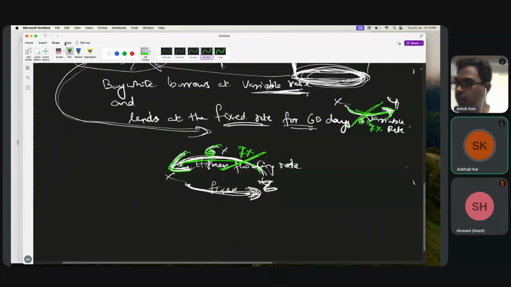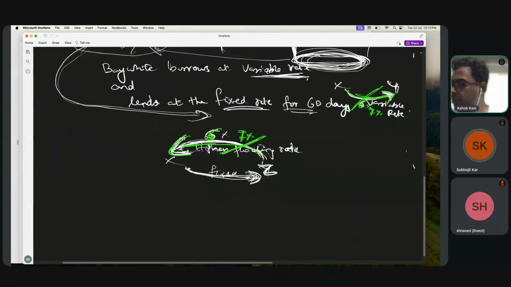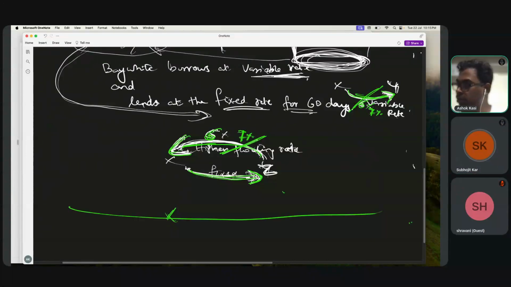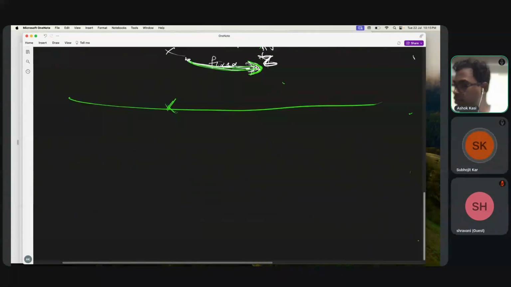So they are paying fixed rate, right? They are receiving fixed rate. They are lending money at the fixed rate. No, see, they are paying fixed rate to borrow, and also they are giving money at the fixed rate to their clients. Okay, I think we will just redo all this.